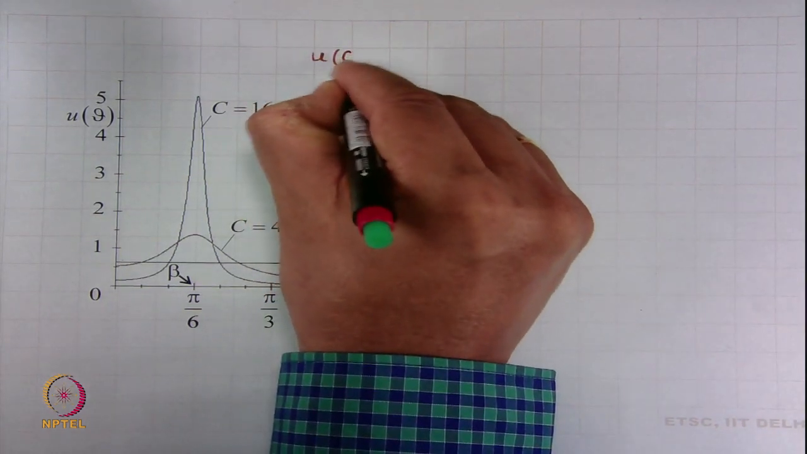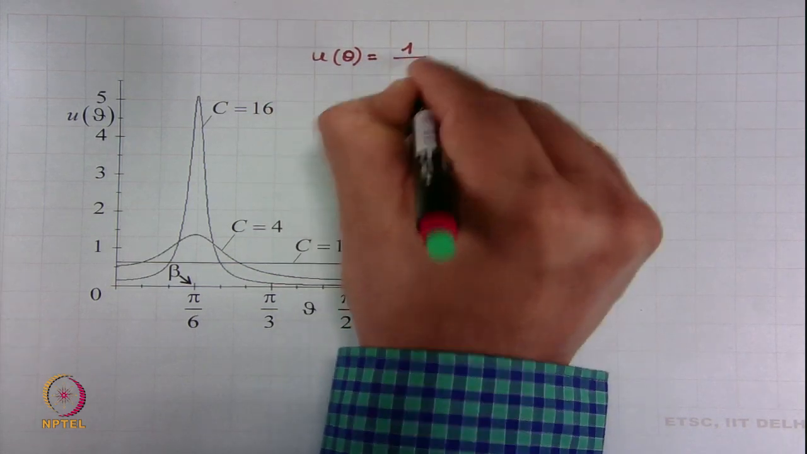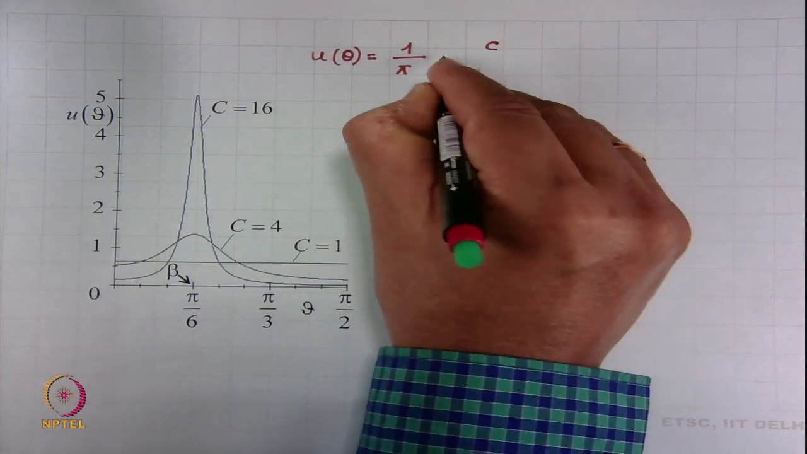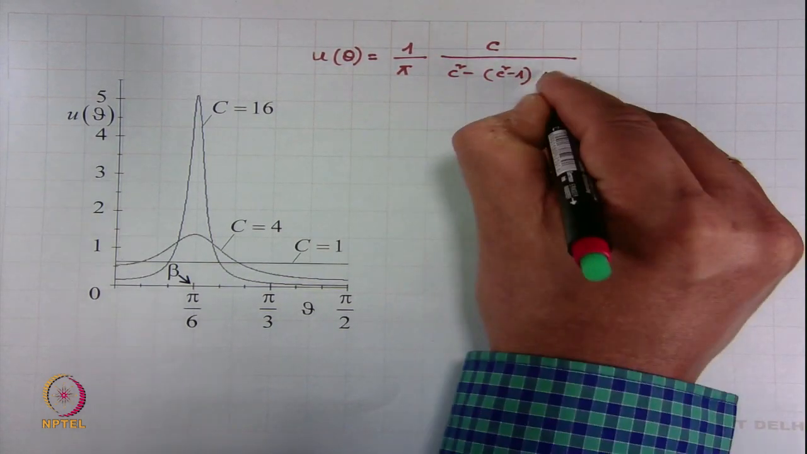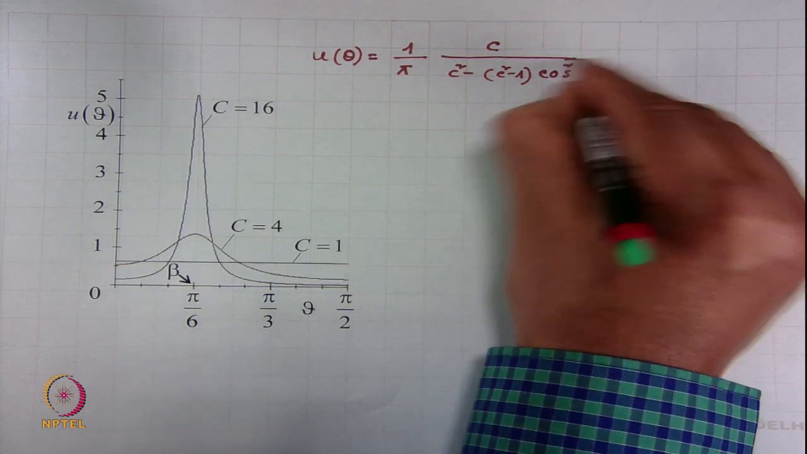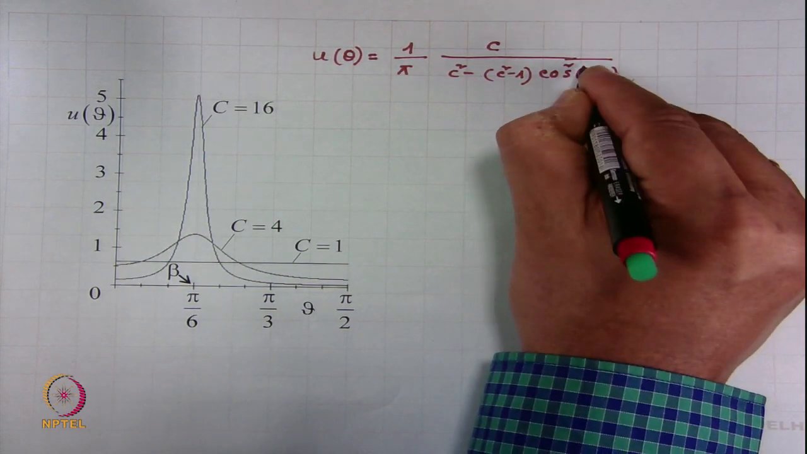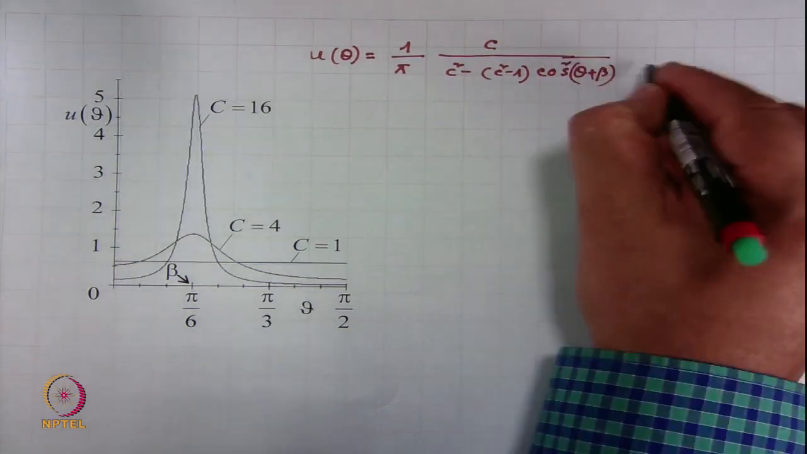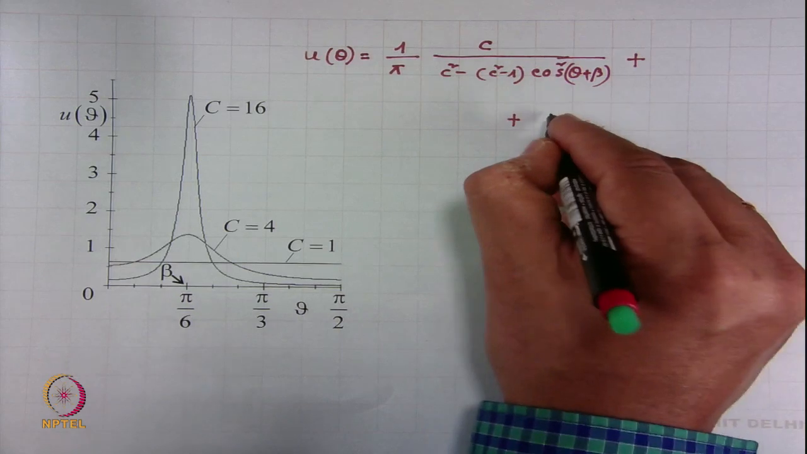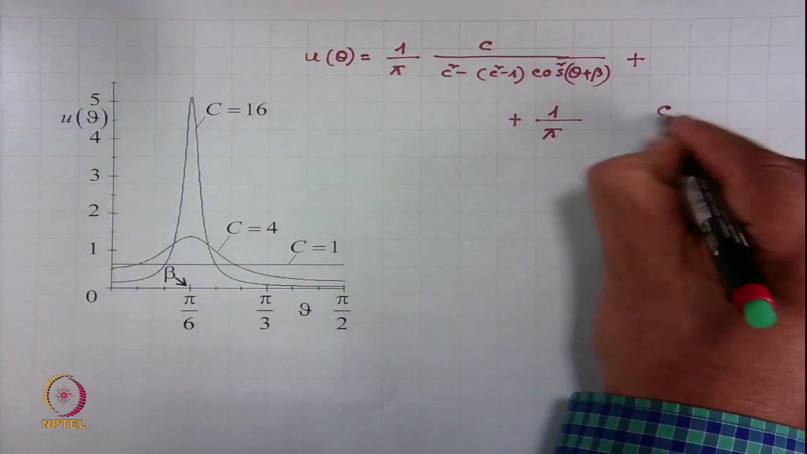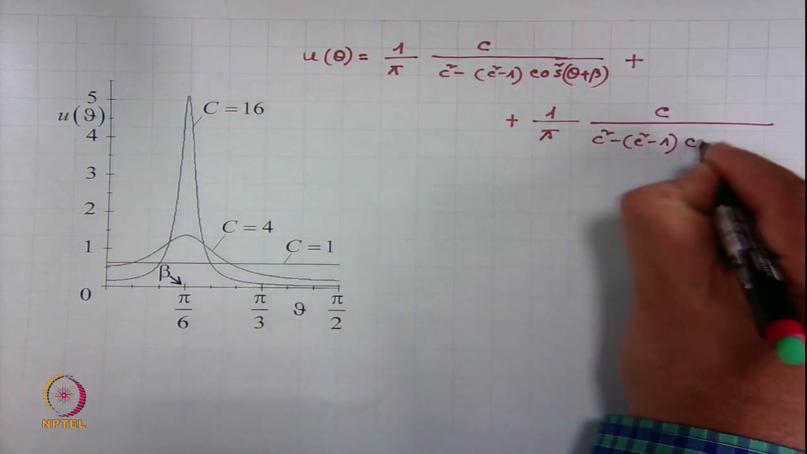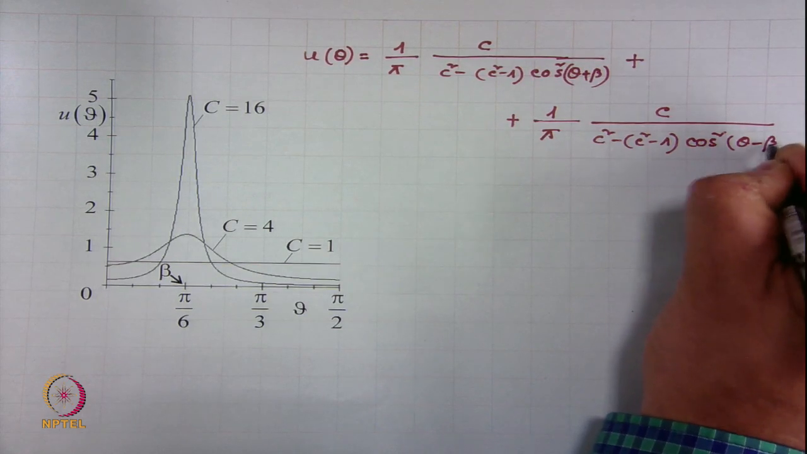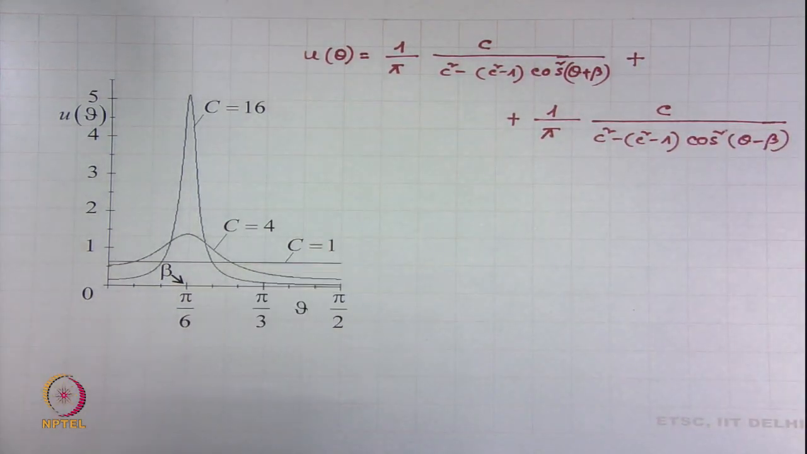So, let me write it again. What is u theta? 1 by pi c by c square minus 1 cos square theta plus beta, plus 1 by pi c by c square minus 1 cos square theta minus beta, right.